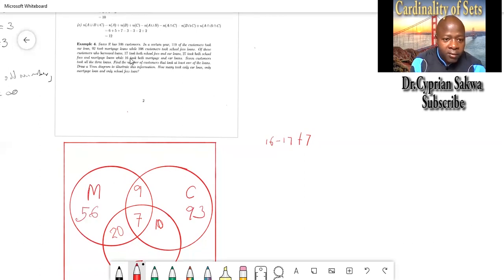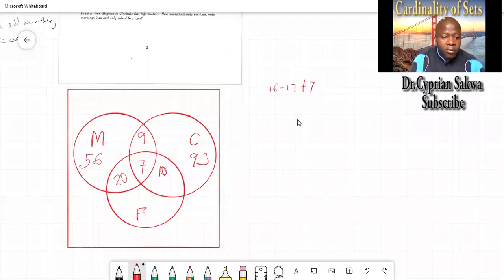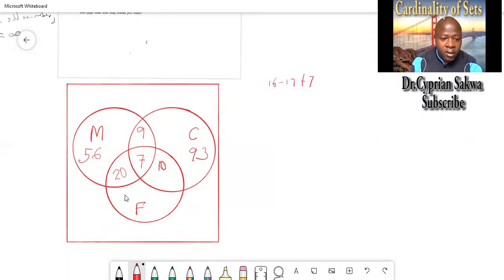And then finally we have 108 took school fees. So I come to this position of school fees, 108 minus this, minus this, minus this gives me the number that took only fees loans, and these are 71 customers. So if I total this, it should give me the same number, 266.